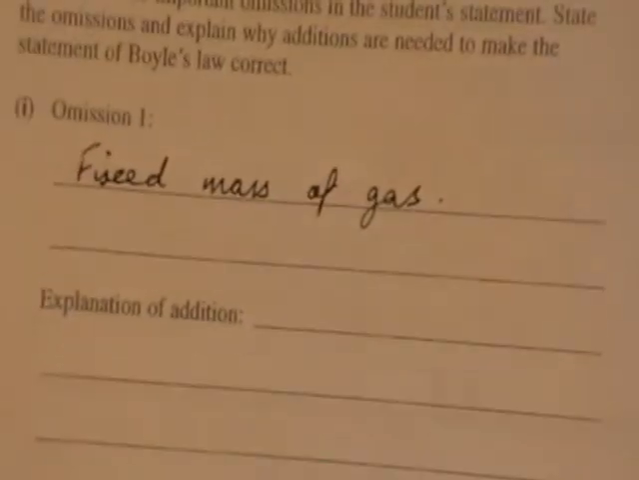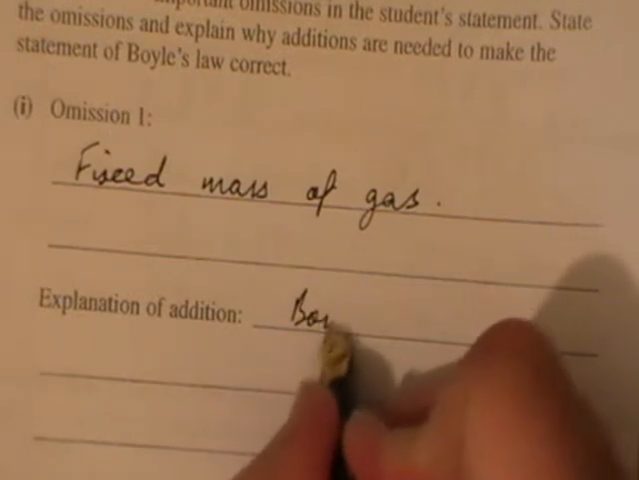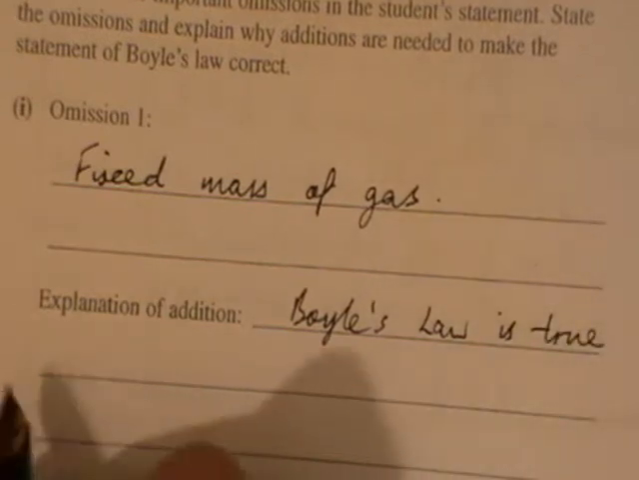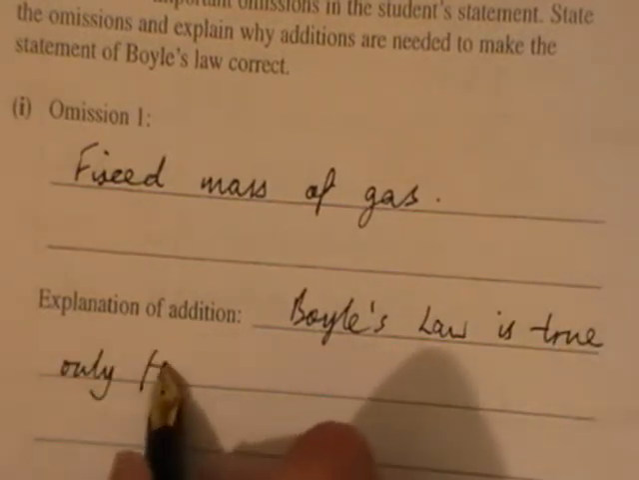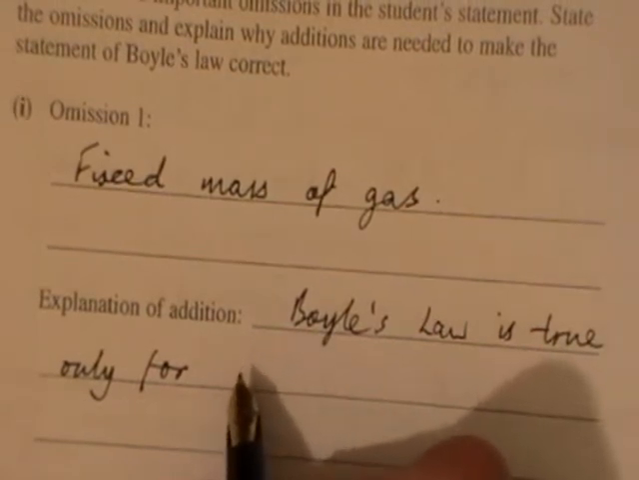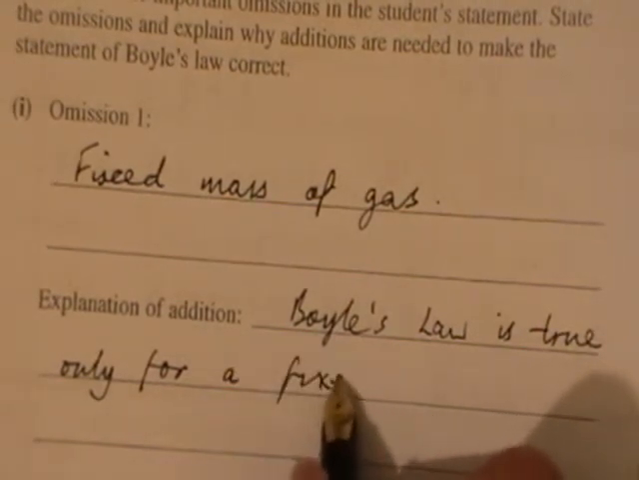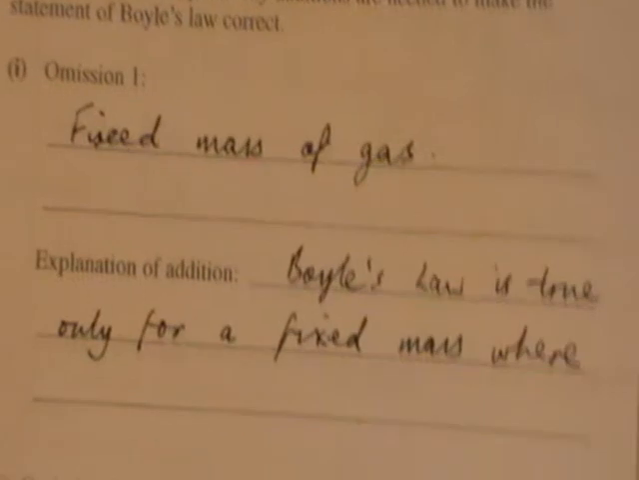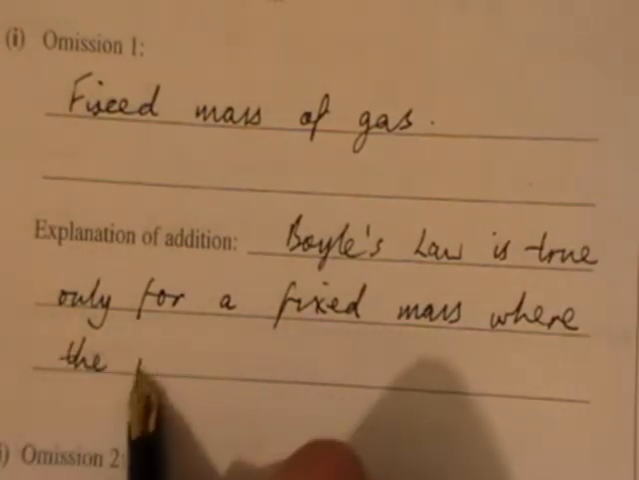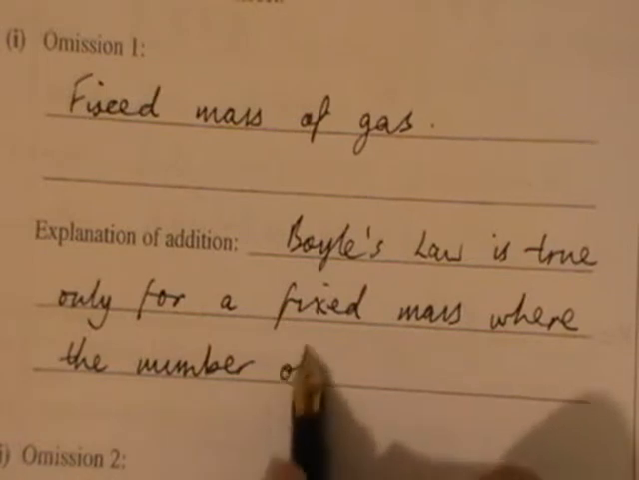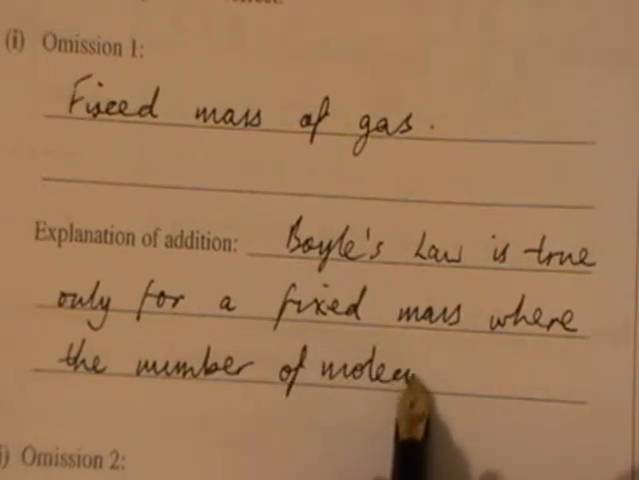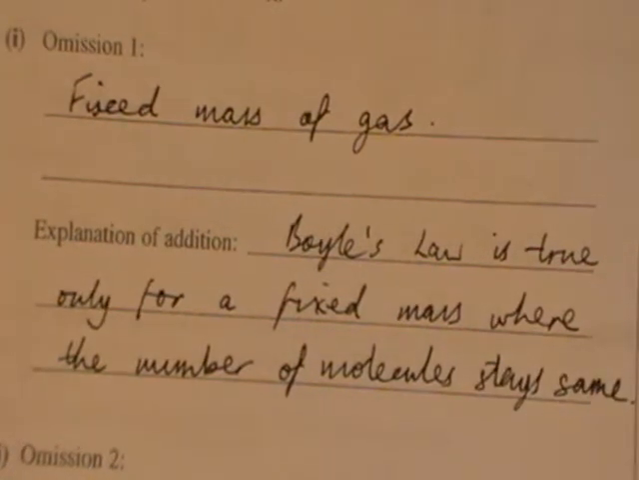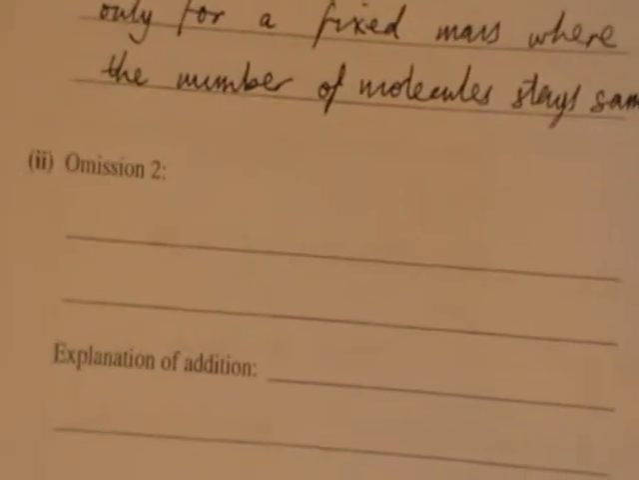And why is that? Well, it's because Boyle's law is true only for a fixed mass, where the number of molecules stays constant. So we must have the same number of molecules in order for Boyle's law to be true.